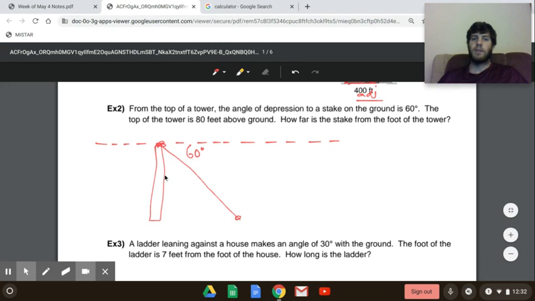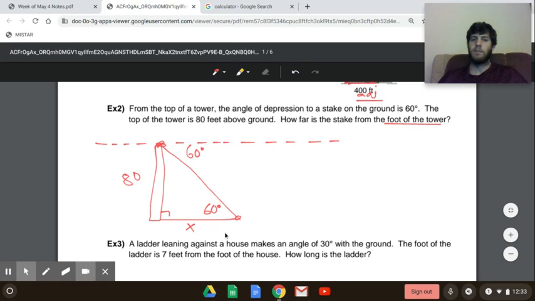The top of the tower is 80 feet above the ground. How far is the stake from the foot of the tower? So the foot of the tower means the base of the tower. So we want to know how far is the foot of the tower from the base. Okay. So we know that the horizontal here and the ground are going to be parallel lines. So our alternate interior angle theorem tells us our alternate interior angles are going to be congruent because the lines are parallel. So that's 60 degrees down there, right?